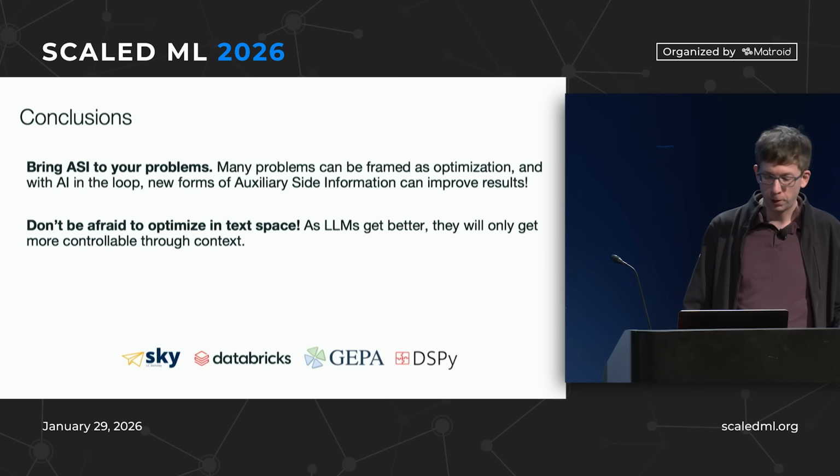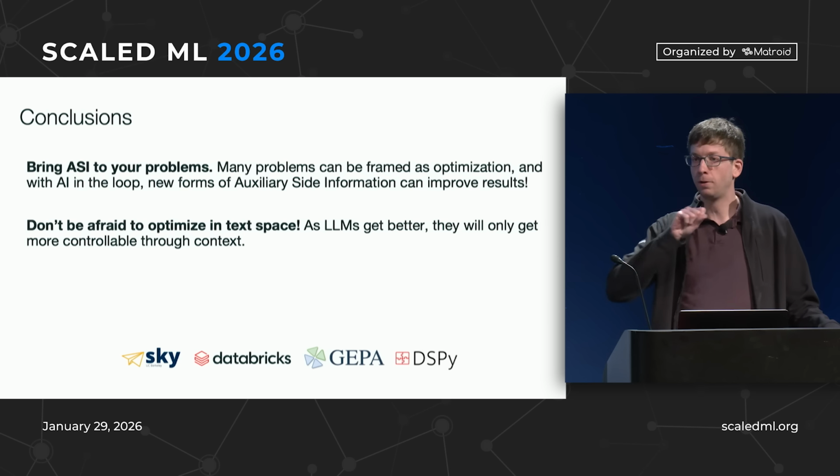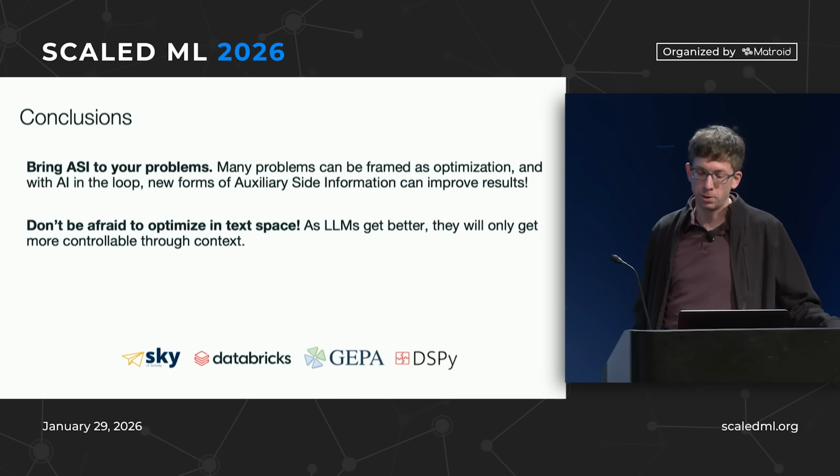So first, bring ASI to your problems. If you can get additional information and use LLMs as proposers, you can make a lot of progress on many problems. And this will only get better as models get better. And second, don't be afraid to optimize in text space. It works surprisingly effectively, and even with a few hundred or a few thousand attempts, it can give you a very strong baseline for your agent. And JAPA and a lot of the stuff I talked about is open source if you want to check it out. So thanks. I'm also happy to take a question or two if you want.